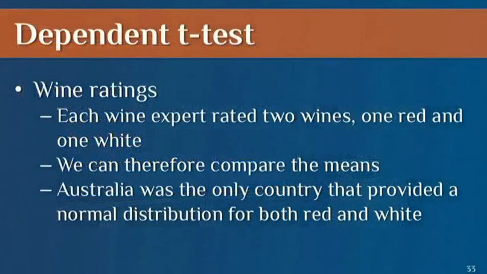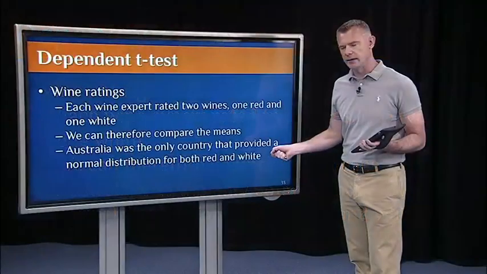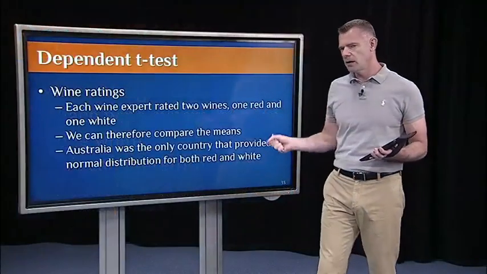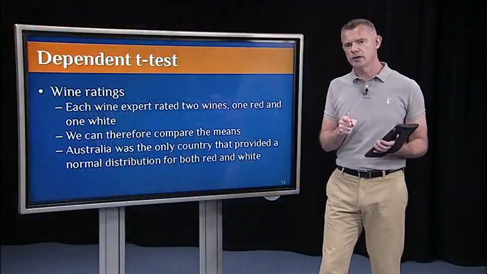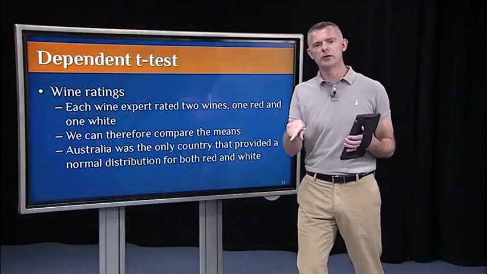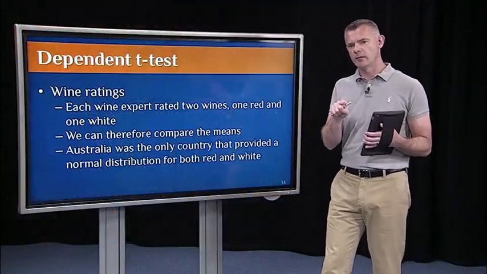So since we have 2 scores from each individual, we could do a dependent t-test to see if there's a significant difference in the mean ratings of red versus white. Now, we're going to do that on the Australian ratings because Australia was the only country that produced a normal distribution in the white wine ratings.